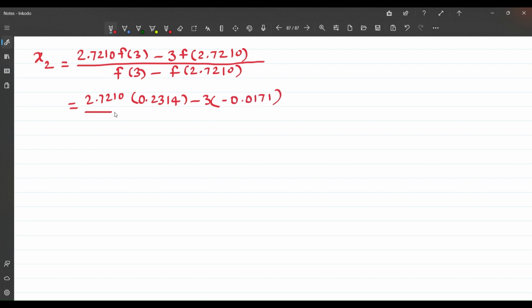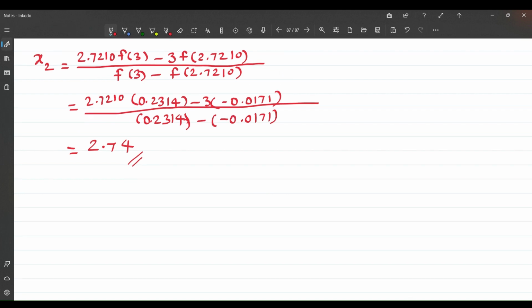Divided by, these brackets are the same, 0.2314 minus 0.0171. You can solve the numerator and denominator directly. The final answer is 2.74. Okay, so after two iterations the answer is 2.74. These are some different examples from regular equations, that is log or e raised to x. Okay, thank you.